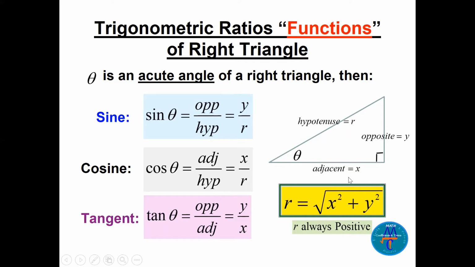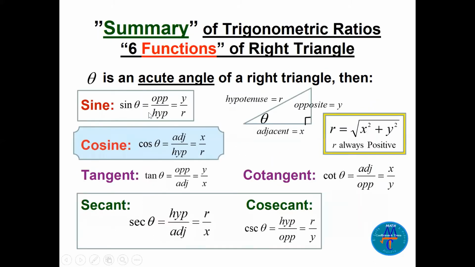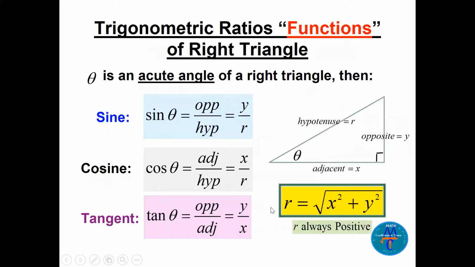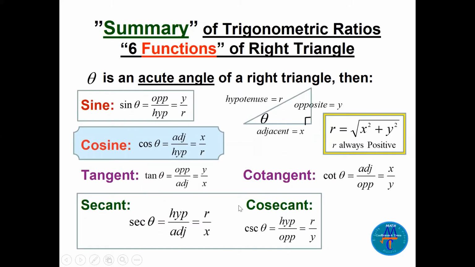Now we can continue with the other three functions. This is sine, cosine, and tan. So this is the summary here. The other three functions are cotangent, which we write as cotan, C-O-T, secant, and cosecant. The first slide here is the basic functions, sine, cosine, and tan. If you need to find cotan, secant, and cosecant, just use the reciprocals, because cotan theta will be the adjacent over the opposite. So we can see that it's 1 over tan theta. So tan is y over x, and cotan is x over y.